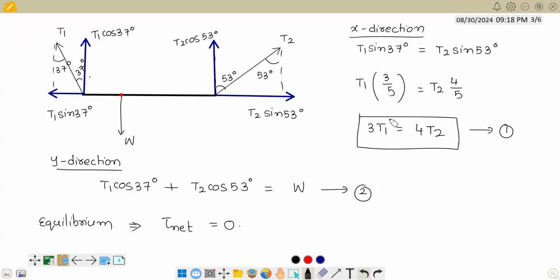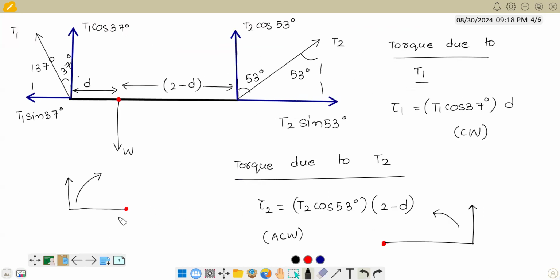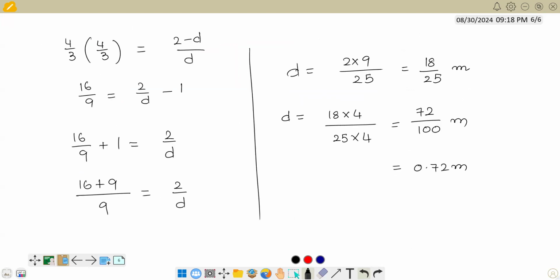We have drawn the free body diagram. We have written the equation in x direction, which gave us the relation between T1 and T2. In the y direction, it is not that much required, but we have written it anyway. And then we have written the torque equation due to each one. And after comparing all these things, we have got the value of D. So the distance is 0.72 meters from where the center of gravity is acting. Hope you understood how I have solved the problem.